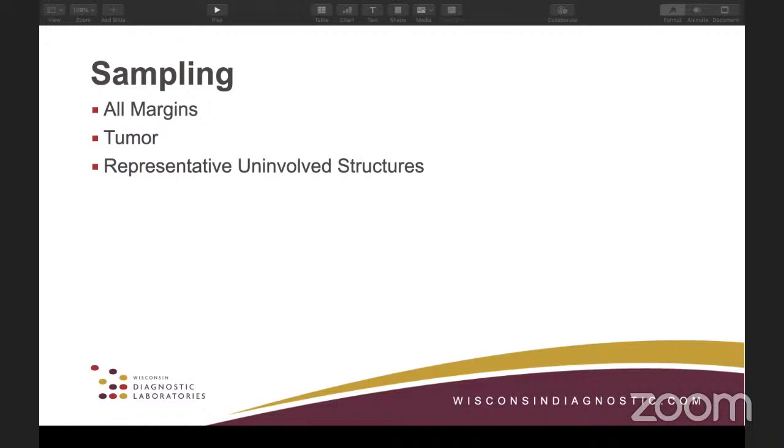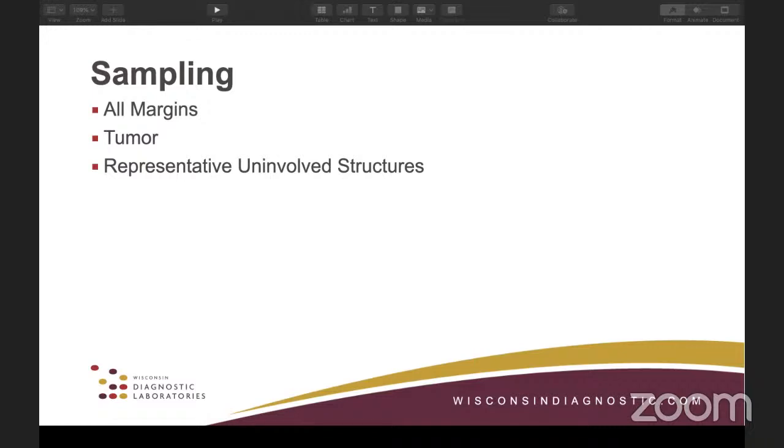Okay, and then the next thing you want to look at is sections of the tumor, and of course the tumor's relationship to not only the margins but to other structures, because of course invasion into other structures, depending on what they are, can affect staging as well. And then you always want to take representative uninvolved structures. So for example, if you're doing an endometrial cancer case, you'll take sections of the tumor itself, and then you also want to take uninvolved cervix, uninvolved endometrium, and myometrium. If the ovaries are uninvolved, you take uninvolved sections of those.